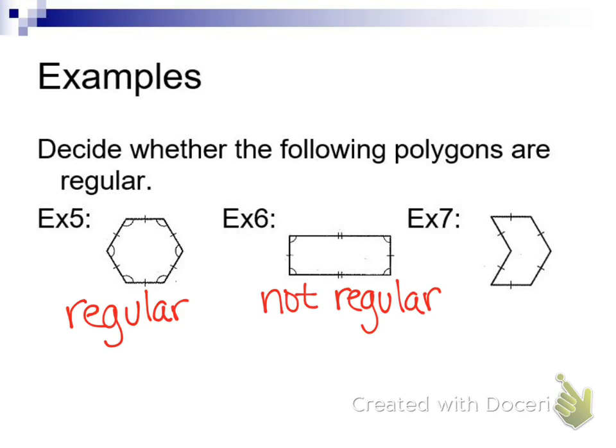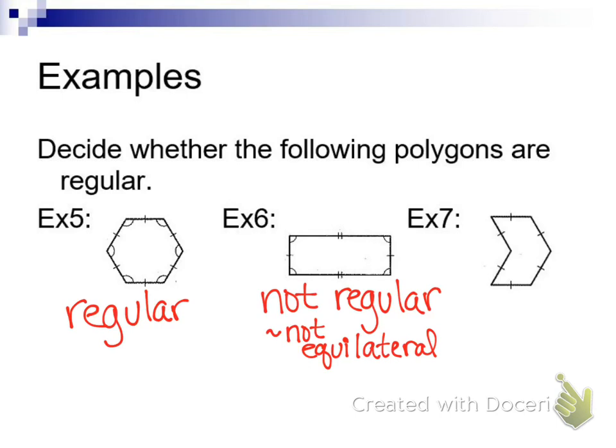If you need to know why, it's because it was not equilateral. Sometimes you might be asked to explain. This one doesn't specifically say it, but in case you're ever asked to explain, that would be our reason. It was not equilateral. That's how we know it's not regular.